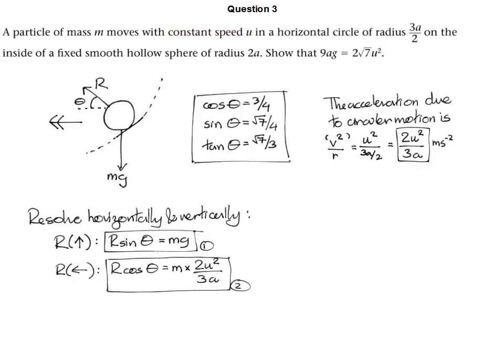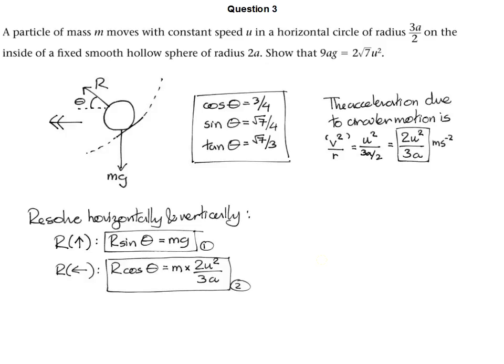I've resolved horizontally and I've resolved vertically. Resolving vertically is very easy. We've got the vertical component of the normal reaction, which is r sine theta, and that's equal to mg. Excellent. If we resolve horizontally, we've got the horizontal component of the normal reaction, r cos theta, and we've got, by Newton's second law, mass times acceleration.